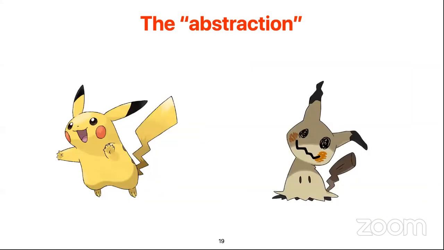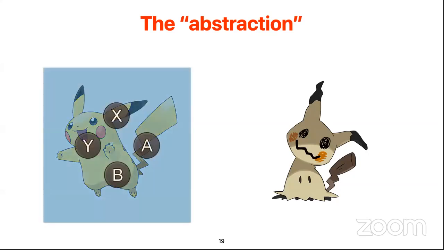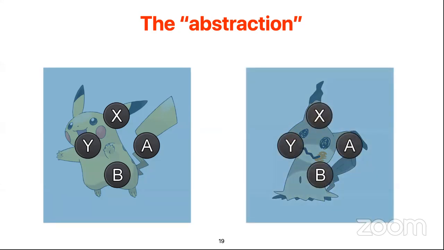Like yesterday, we talked about these two Pokemons, Pikachu and Mimic, right? Well, if you don't want to spend time to dig into the detail of these two Pokemons, then the only thing that you need to know is that the game itself presents an abstraction, right? All you need to do is that if you press A, that's like the normal attack, and if it's B, it's a more powerful attack, and if you do X or Y, it's either jump or whatever, right? And it's the same for the Mimic, right?